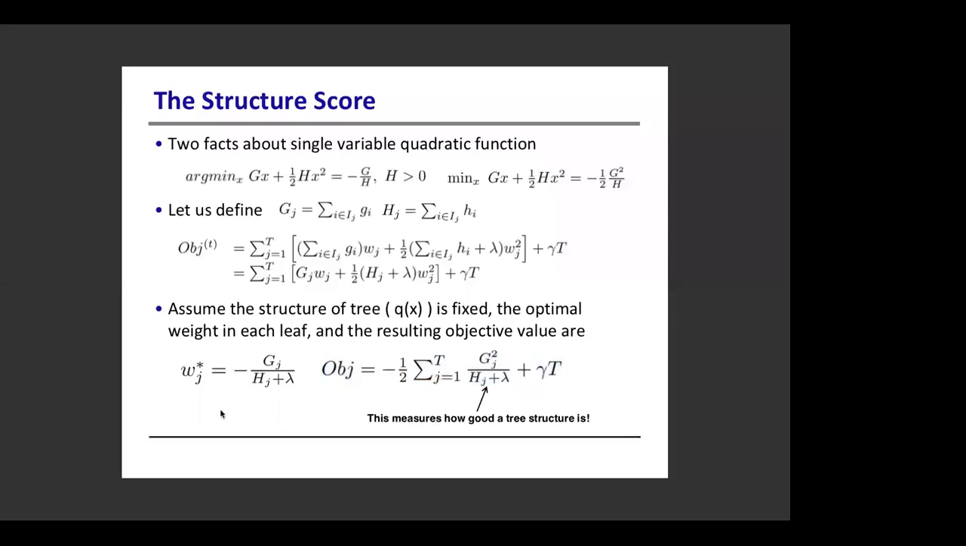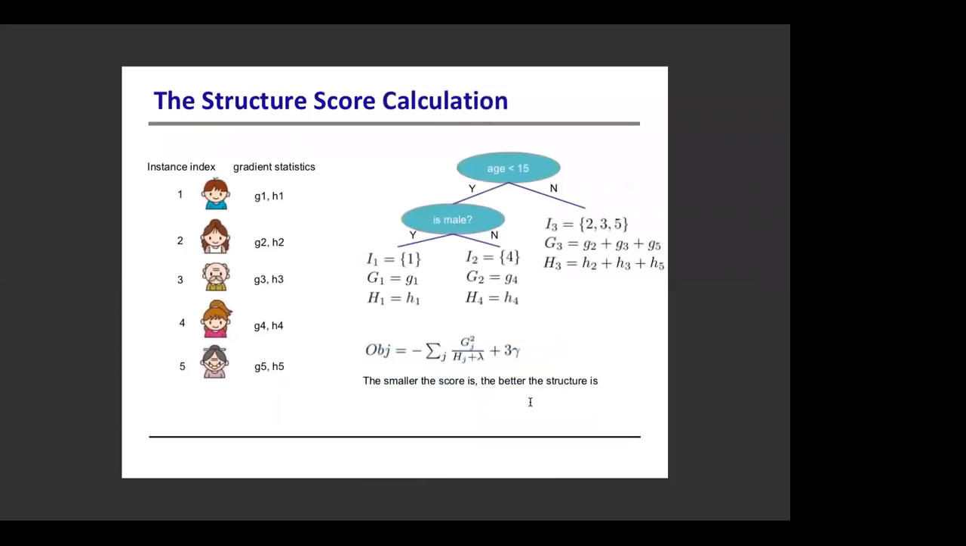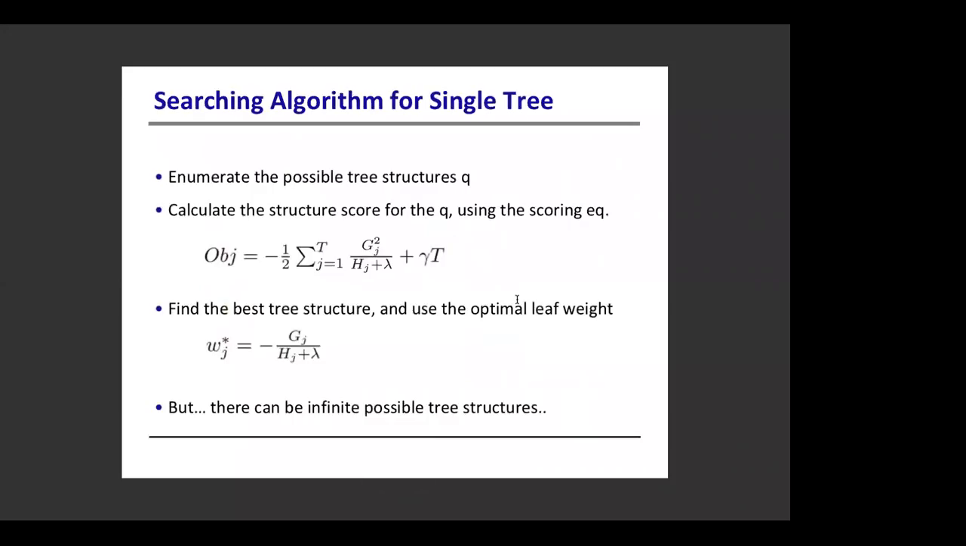All right, and the weight on the jth node would be equal to this value. So this is our objective function, and that's what we do. Essentially, the smaller the score, the better the structure. At every point of time when we are adding a new tree, we compute this objective function over all the leaves, and if the score is smaller, the better will be the structure. That's what goes on beneath this. So again, enumerate the possible tree structures Q. Calculate the structure score of Q using this function, and find the best tree structure and use the optimal leaf weight.